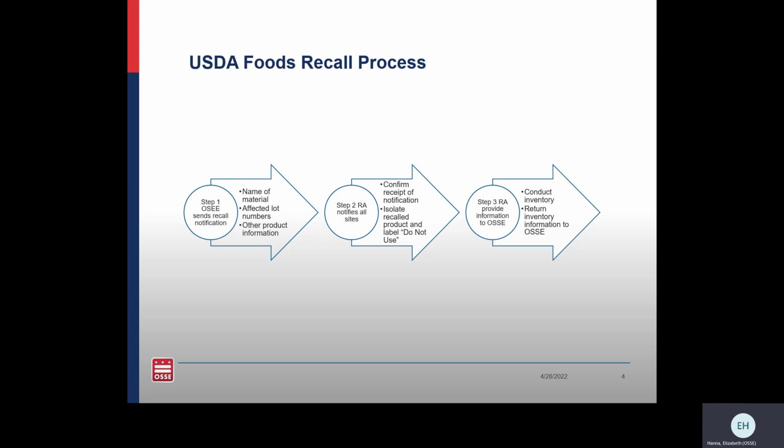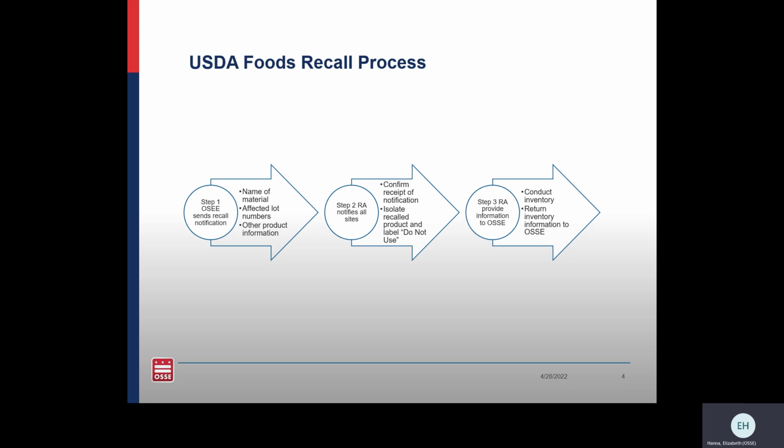RA should notify all sites of the recall and confirm receipt of the notification to the extent possible to ensure the message was received and understood. Include product information and OSSI's instructions for handling or disposing of food product. Find and isolate recalled product and label product "Do not use" to avoid accidental use.